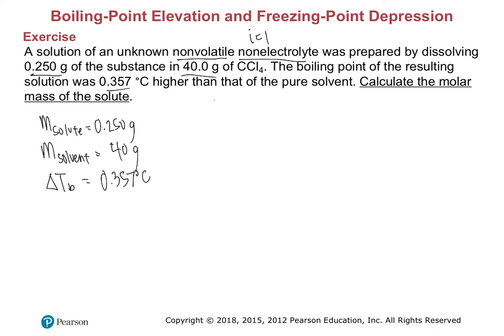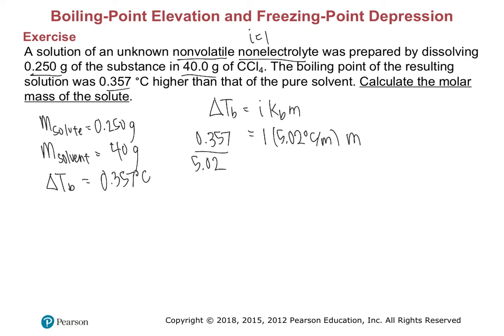So I know delta TB equals i KB times molality. For carbon tetrachloride, if we look back on the last slide, the KB is 5.02. It's a non-electrolyte, so i is 1. 5.02 degrees Celsius per molal. Times molality, we don't know. And my delta T is 0.357. So I'm going to solve for molality. So I'm going to divide both sides by 5.02.